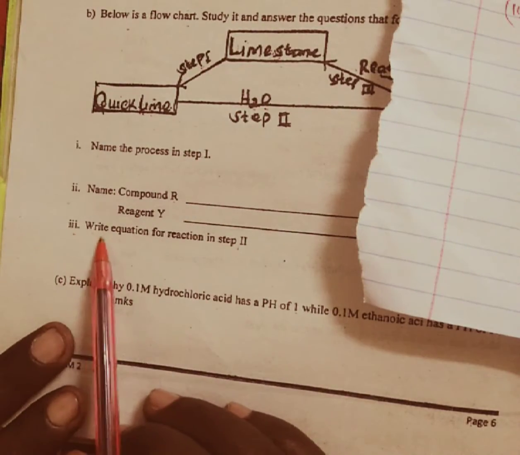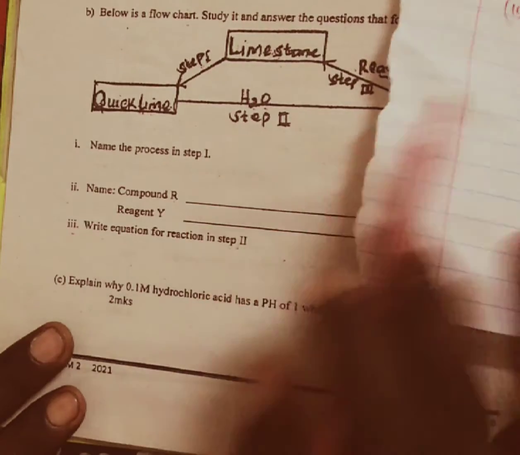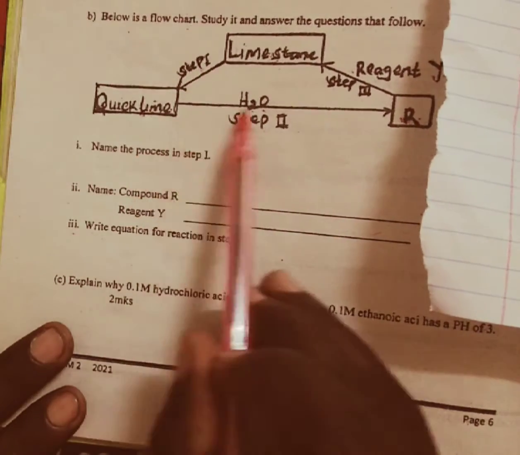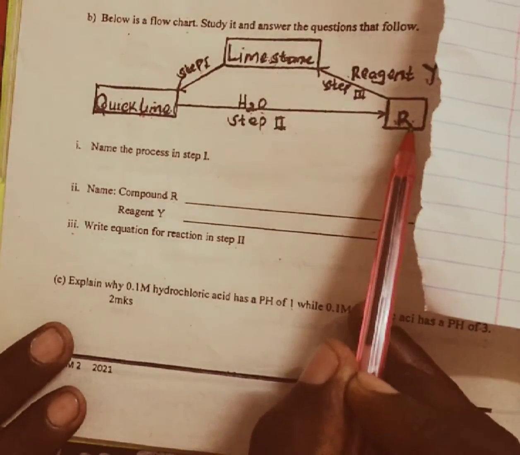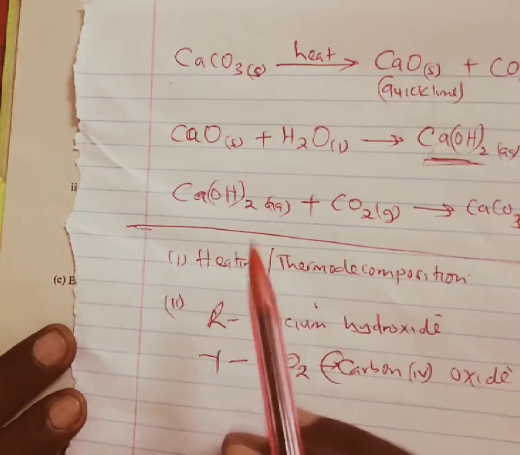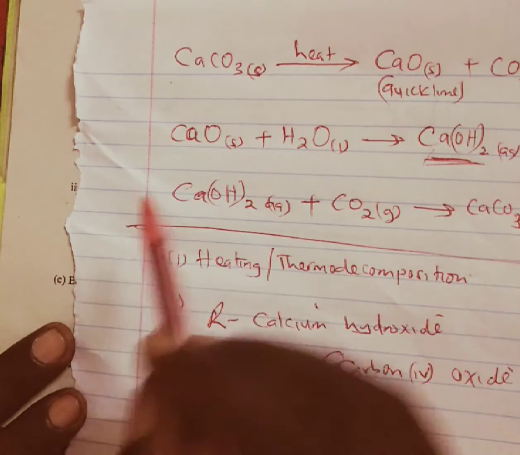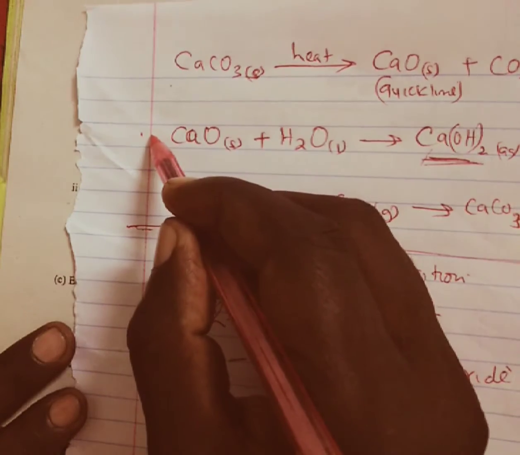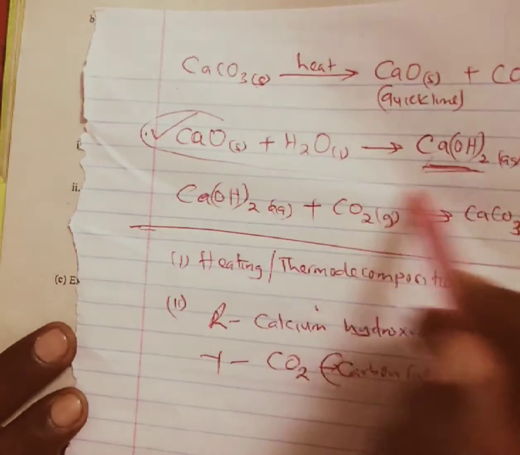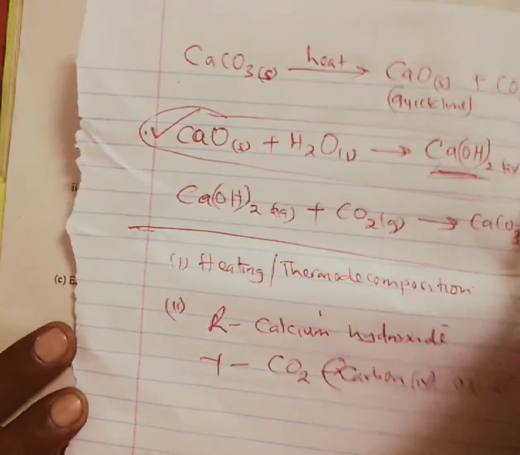Then Roman 3, write the equation for the reaction in step 2. Step 2 is where quicklime is reacting with water to form calcium hydroxide. And in step 2, the reaction is this one here. So this is the answer to Roman 3 of the question.